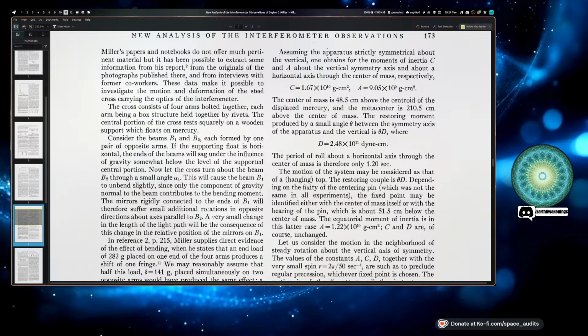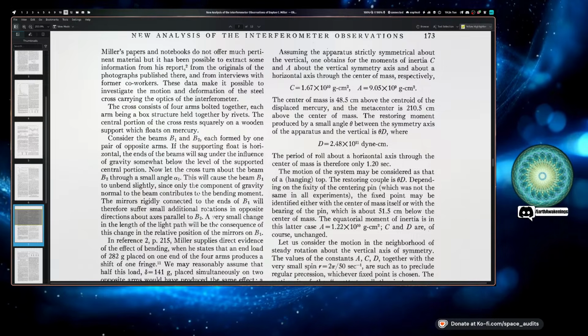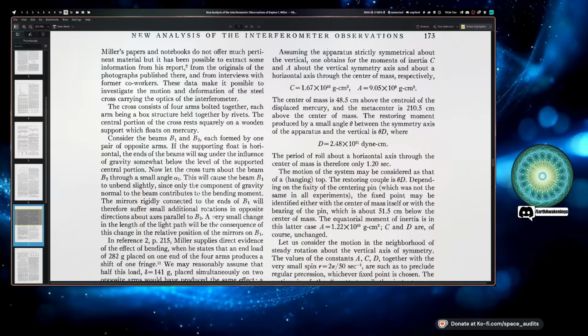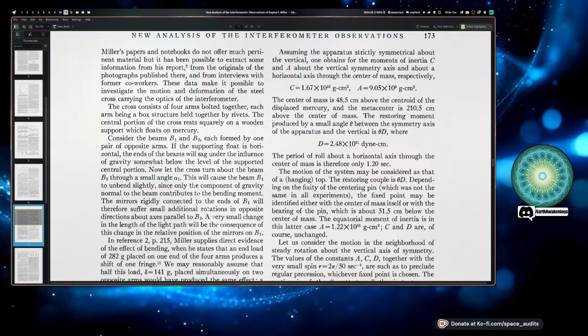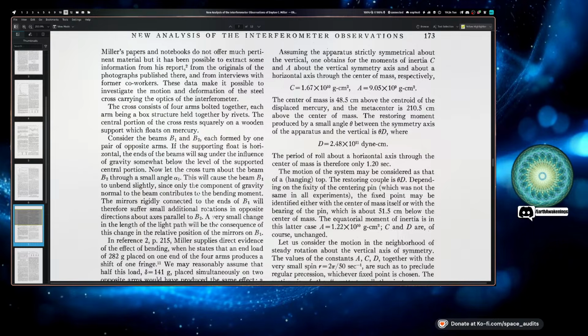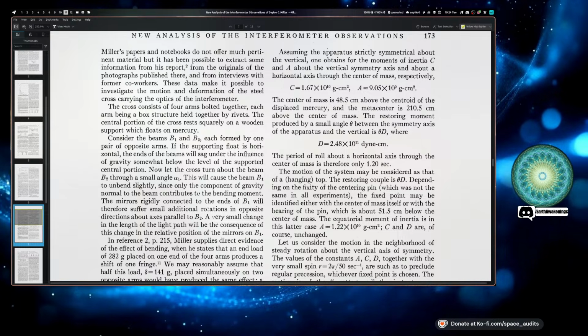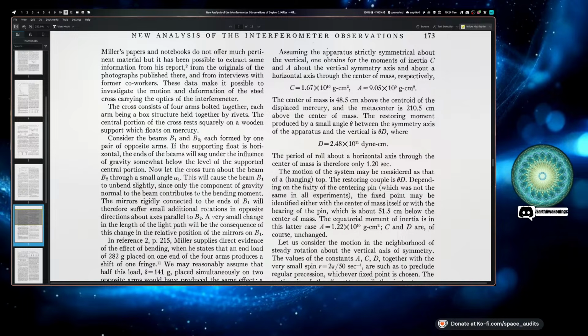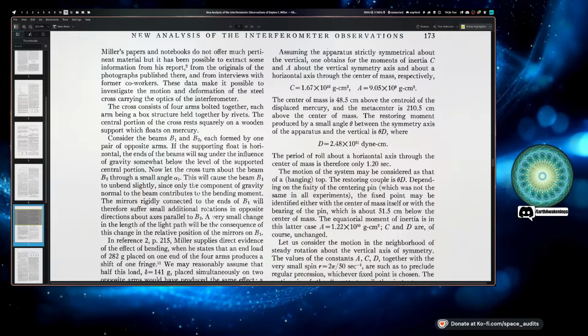structure. Okay, if the supporting float is horizontal, the ends of the beams will sag under the influence of gravity, somewhat below the level of supported central portion, as in the thing that is floating on in the center. The thing from which outwardly the beams are cantilevered.